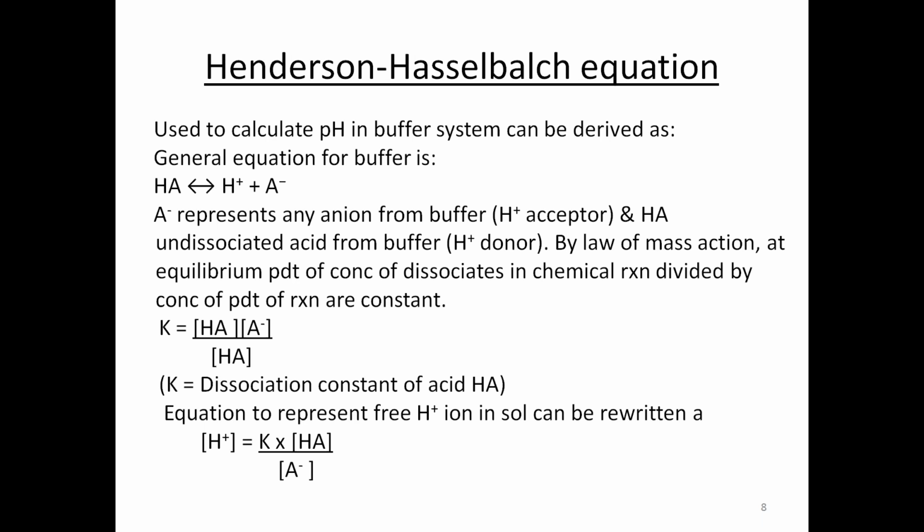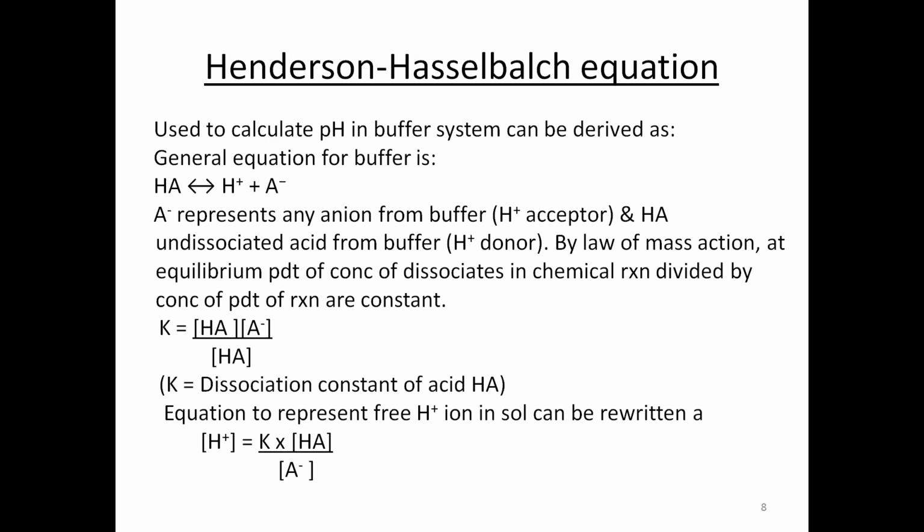So this is used to calculate pH in a buffer system, okay? And we'll just quickly go through how this is derived. So the general equation is HA, which leads to hydrogen ions and anions. So A is any anion from the buffer, which is a hydrogen acceptor, HA being your undissociated acid from the buffer, which is a hydrogen ion donor.